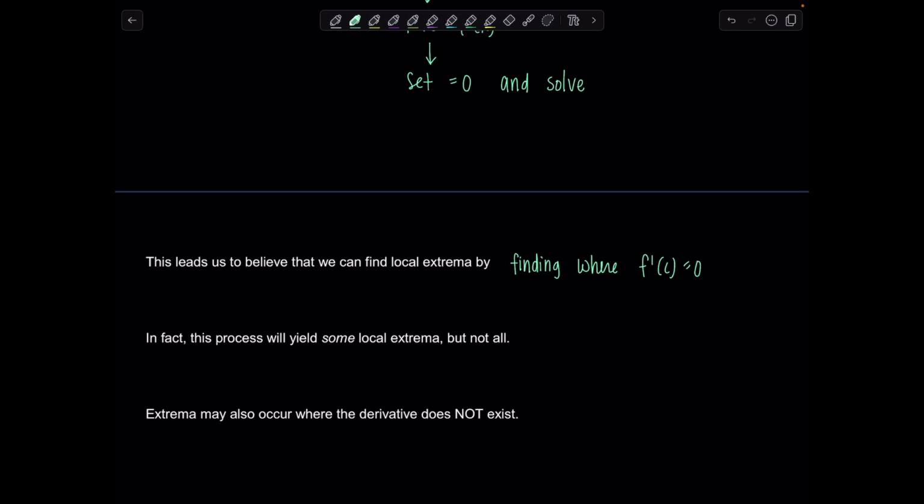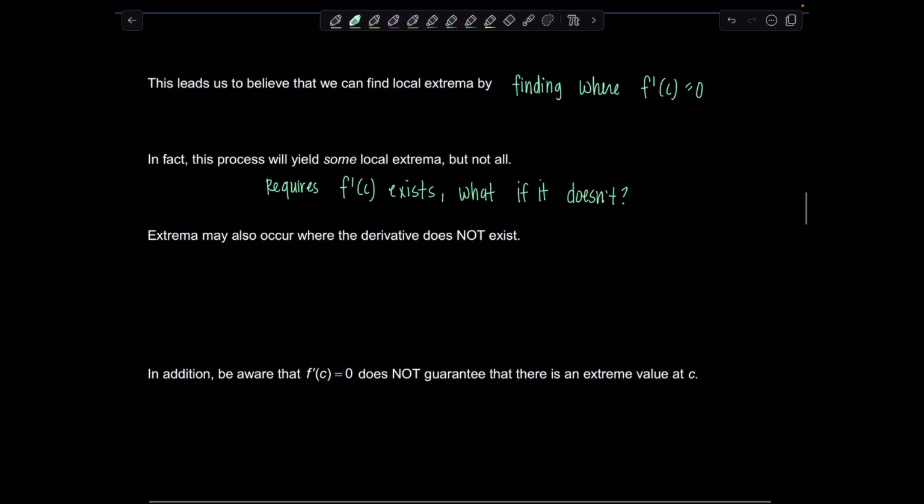Now, this will give us, or start us on the path to finding, some of the extrema, but not all. Because remember, this theorem required that f prime of c exists. Namely, that the function is differentiable at that point. But what if it doesn't? We have looked at many cases where functions aren't differentiable at points, but they are continuous there, and you could have a local min or a local max. Let me show you an example, okay?